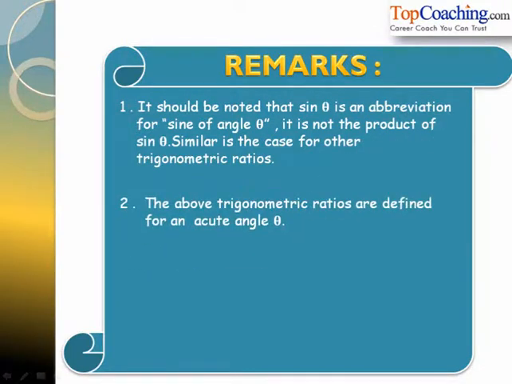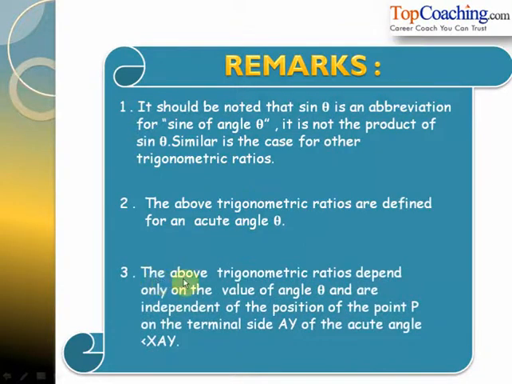The second is, the above trigonometric ratios are defined for an acute angle theta. So we have defined these ratios for the acute angle. We have taken theta to be an acute angle. An acute angle is an angle whose measure is less than 90 degrees.